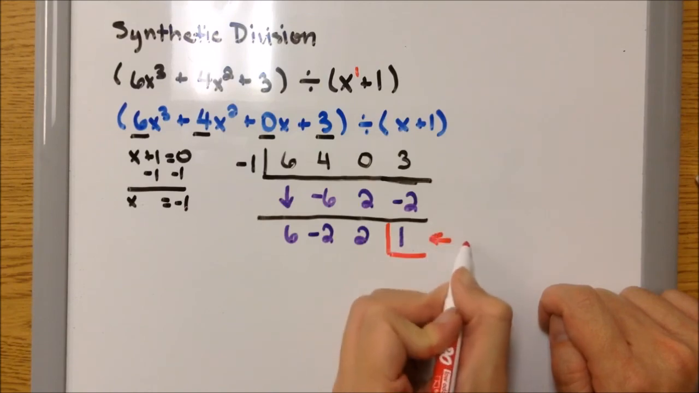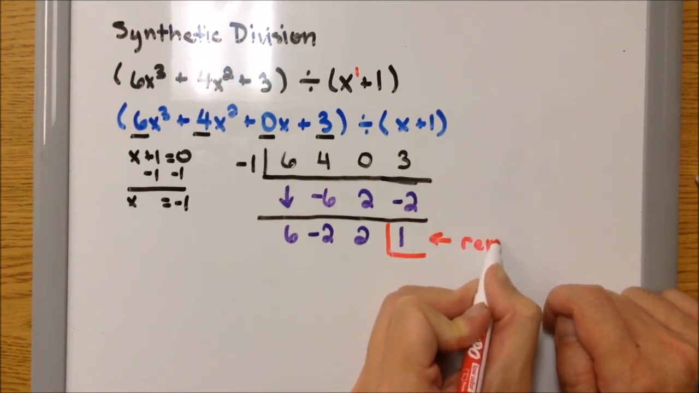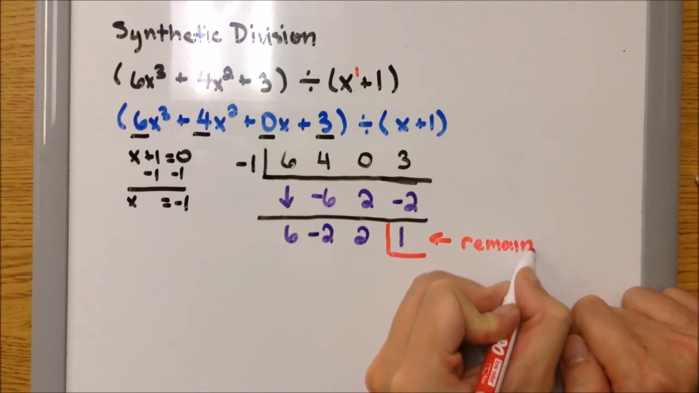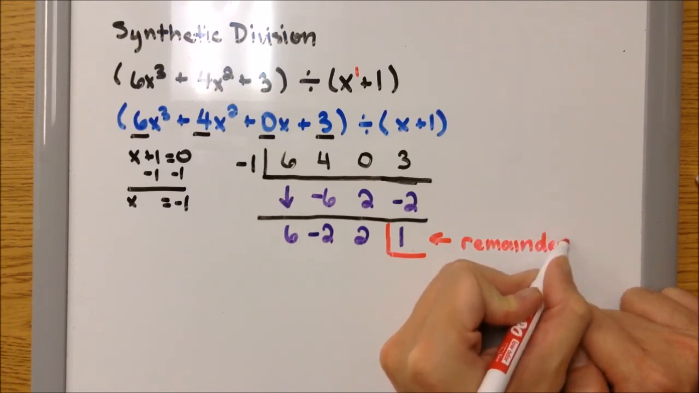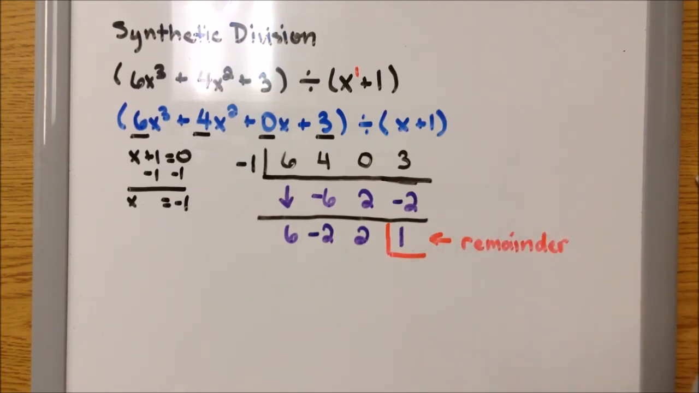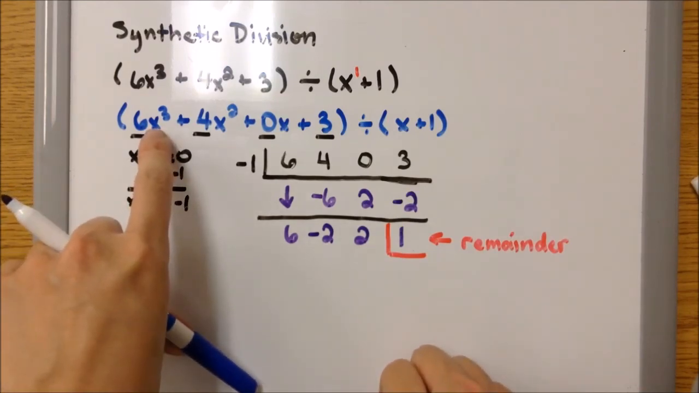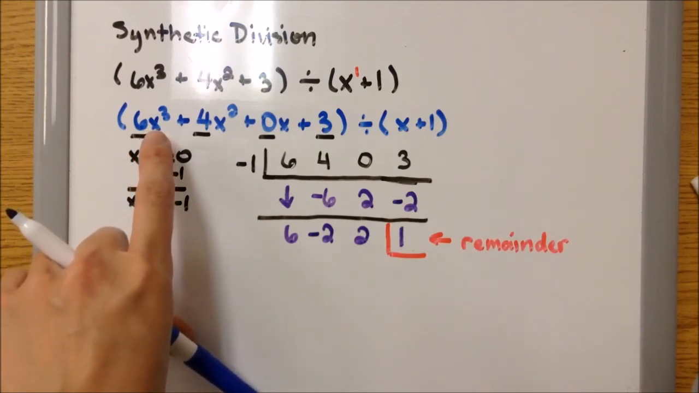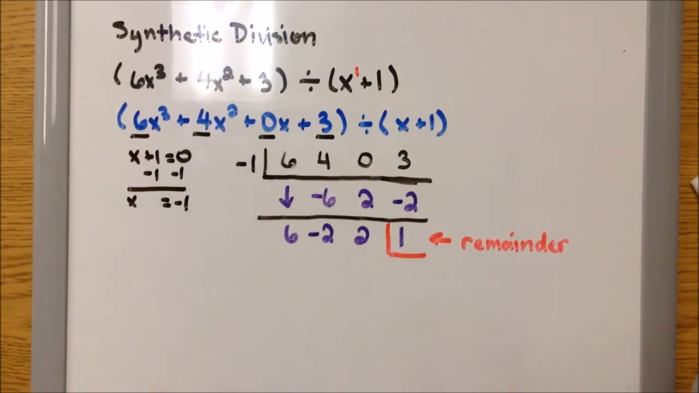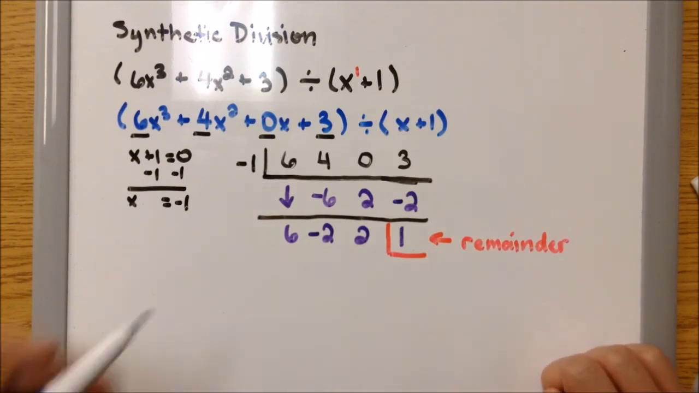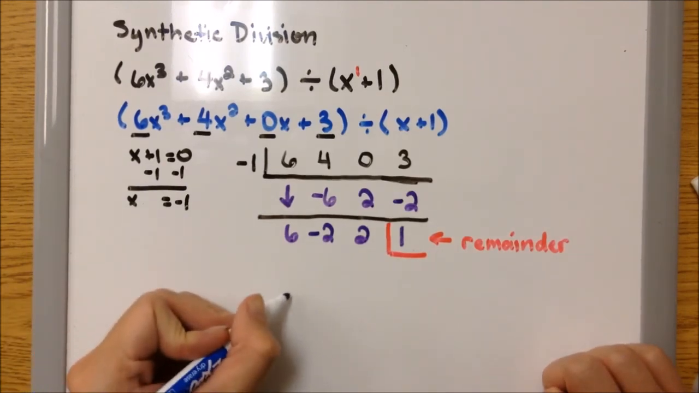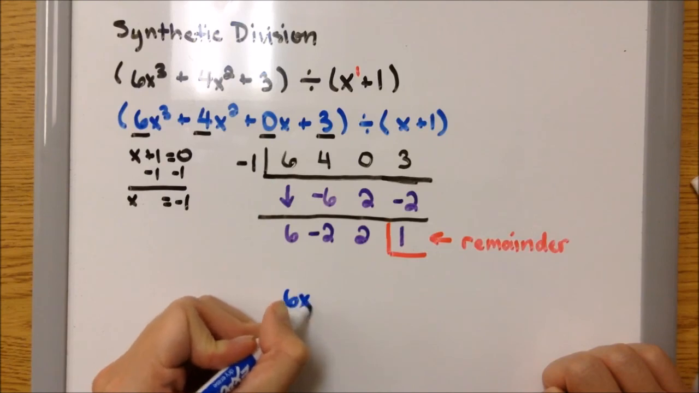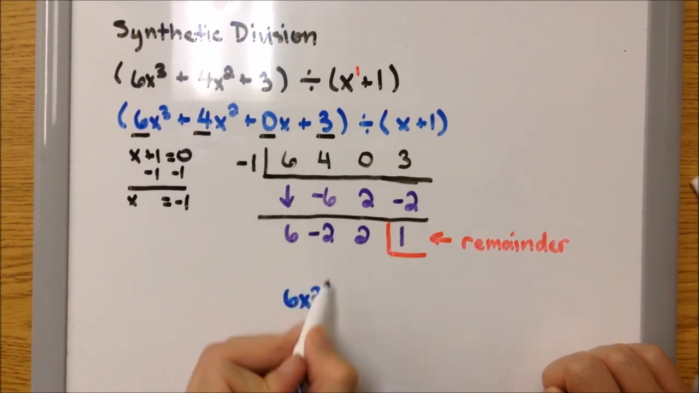So I'm going to write remainder. So our last number is the remainder. Alright, so now we're going to write our answer. So again, in the problem it starts off with x to the third. So your answer should always start off with 1 less of the exponent. So if it's x to the third, we're going to start off with x to the square. So using this number, so 6x squared, and then minus 2.